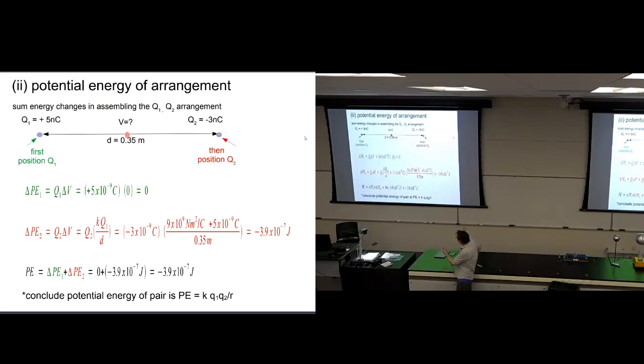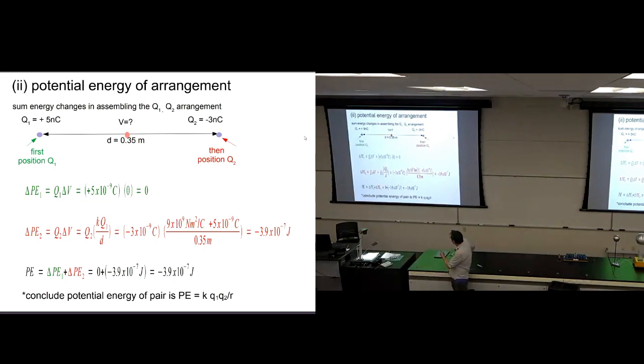I calculated the energy bringing in the first fleck of dust. So this is delta PE1. It's the energy associated with bringing in the first fleck of dust, and then I calculated the energy associated with bringing in the second fleck of dust. So how did I calculate those two amounts of energy? I calculated the change in energy when I put those two charges one by one on the kitchen table. That's exactly what I did.